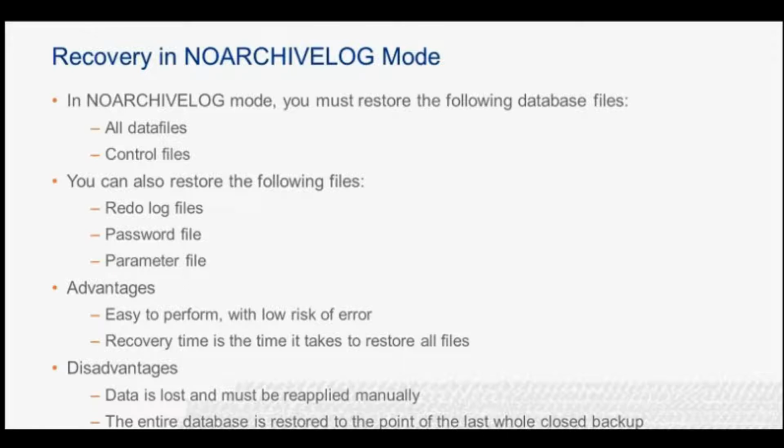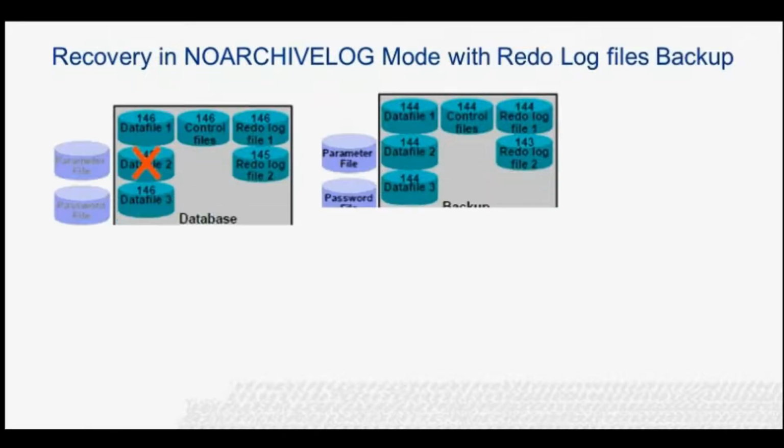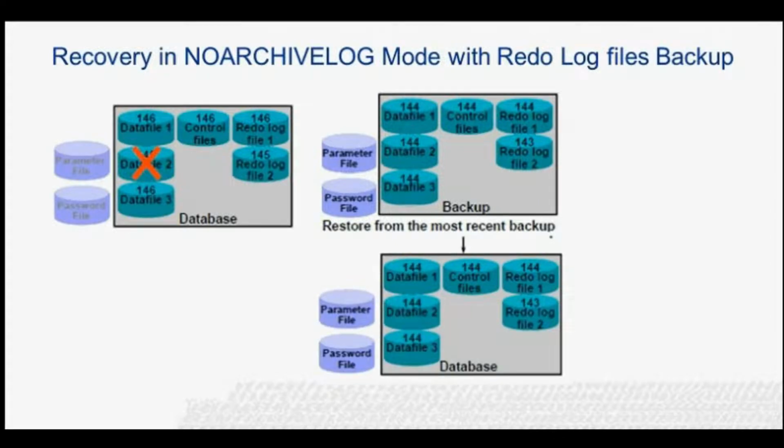Slide 8. Disk 2 is damaged, so we lost data file number 2. Only 2 online redo log files exist. The last backup was taken at log sequence number 144 and the current log sequence number is 146. We cannot recover the data file because the redo log 144 has been overwritten. This would be confirmed if recovery was attempted.